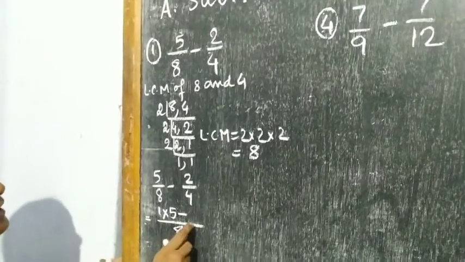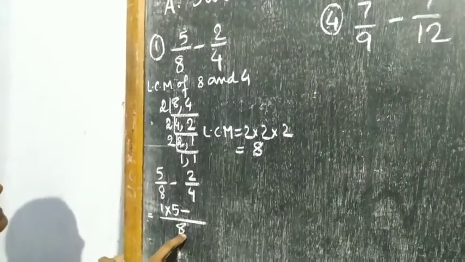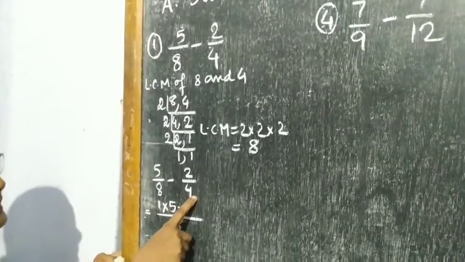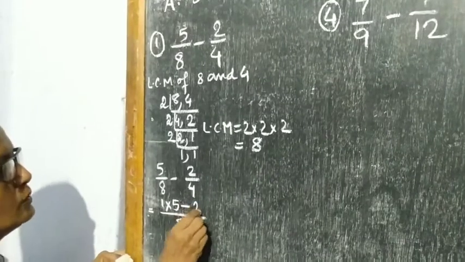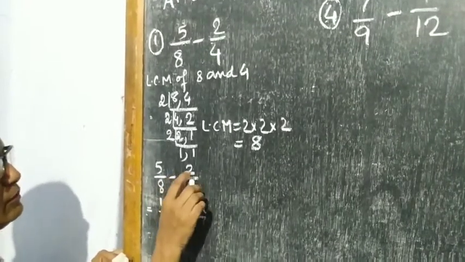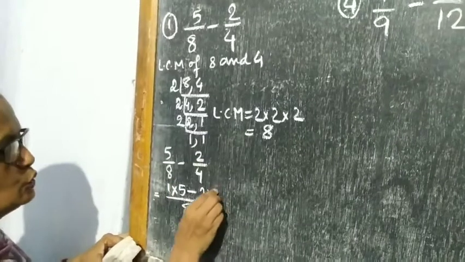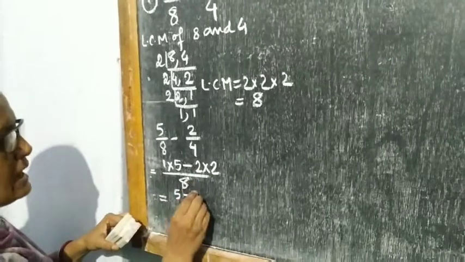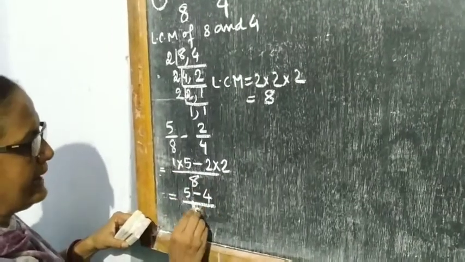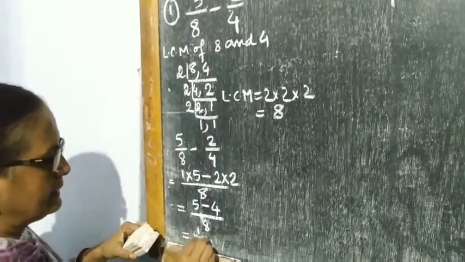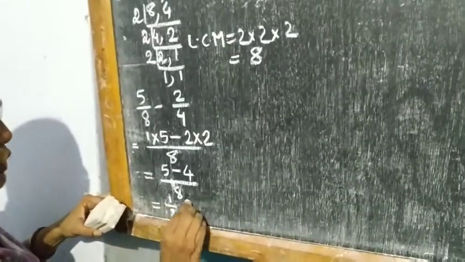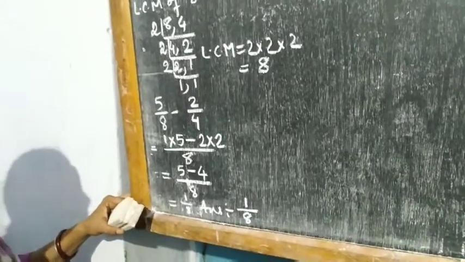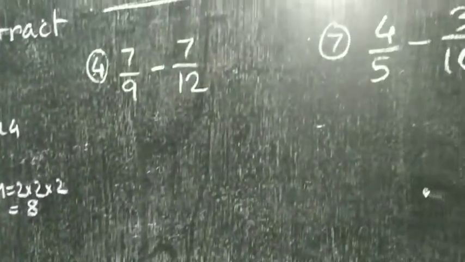Now again you divide this 8 by the denominator 4. So how much you are getting? 2. 8 divided by 4, 2. So 2 into, what is here in the numerator? 2. So 5 minus 2 is 3, and 1 5 is 5 by 8. That means 3 by 8. So answer, 3 by 8.